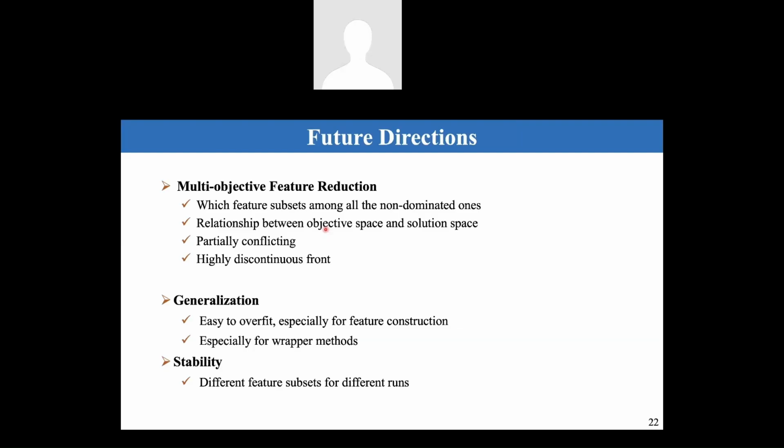So somehow, besides splitting train and test, we also need to develop a generalization method and put it into the fitness function to improve the generalization. Or we can consider generalization as one additional objective for feature selection. And the final one here is we talk about stability of feature selection.